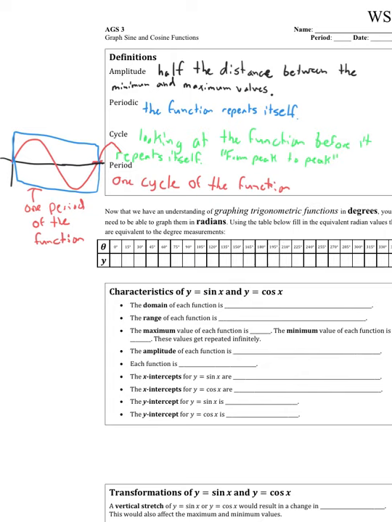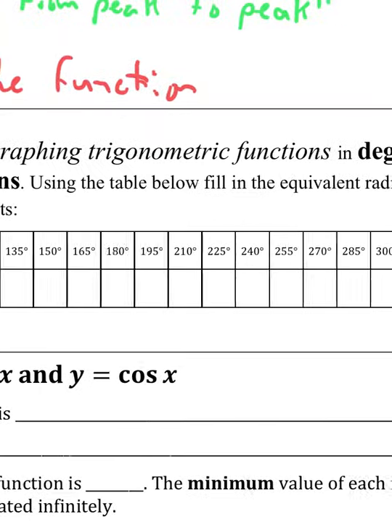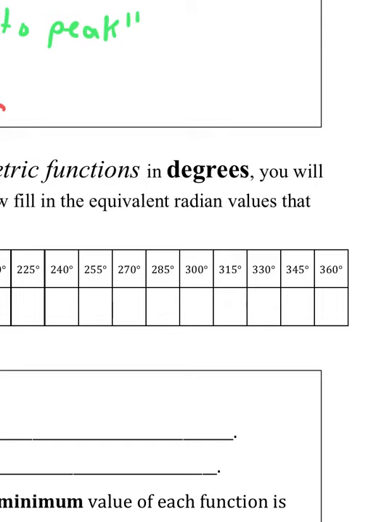So first thing, the last time we dealt with degrees, going up from 0 to 360 degrees. Today we're going to be dealing with radians exclusively. So we're going to convert every 15 degrees into radians, but we can start with 0. 0 degrees is the same as 0 radians. And then go to the very end. I know 360 degrees is the same as 2 pi radians.